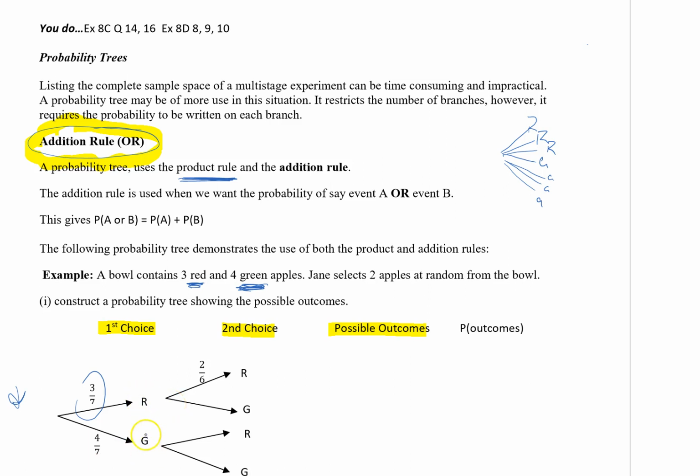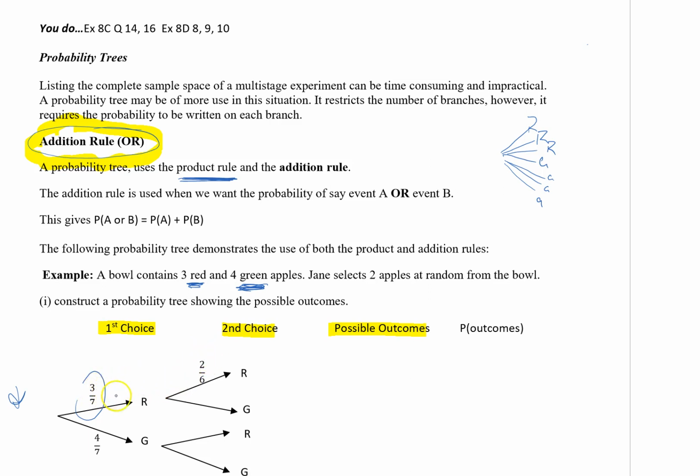With our first choice having been made, we consider our second choice. Now, if it is possible to select another red apple, we would have a branch indicating red, and in this case you can. And it is also then possible to select a green apple. Now note the change in the probability.